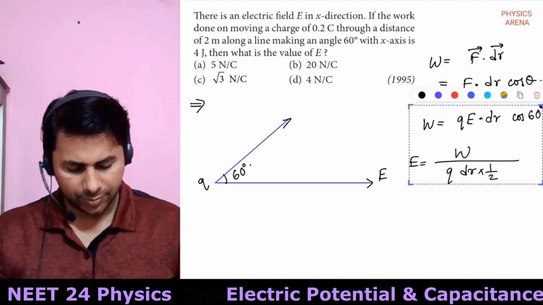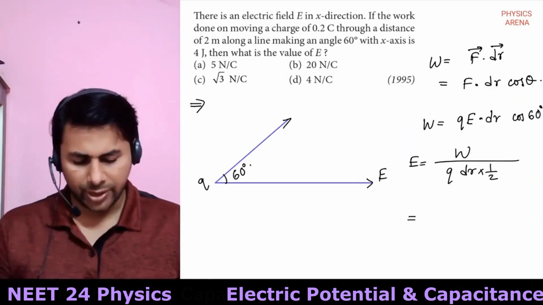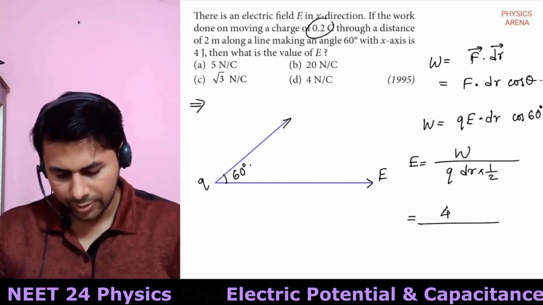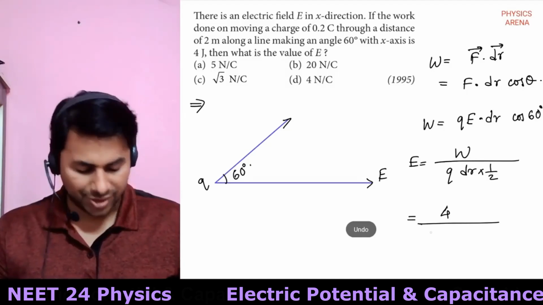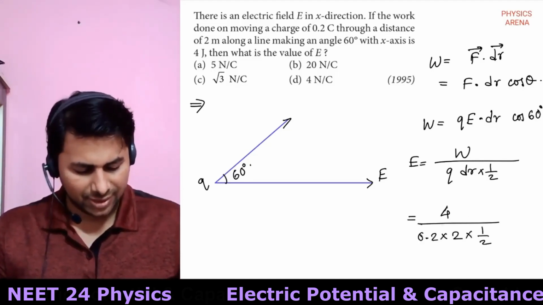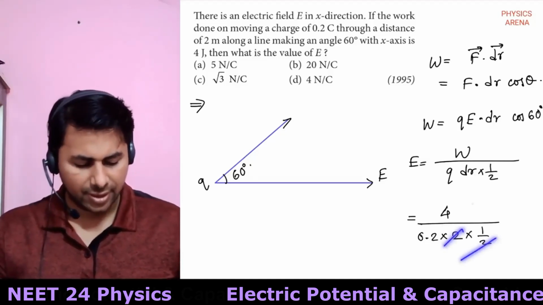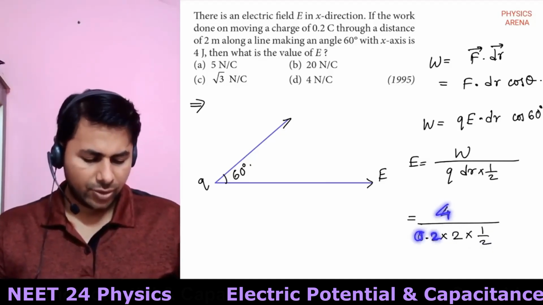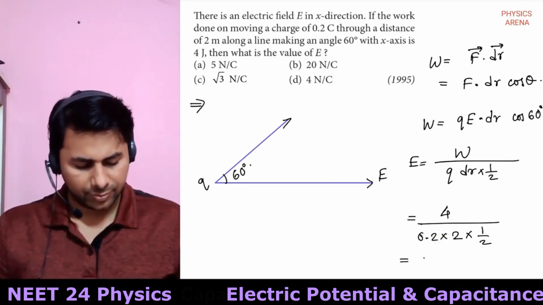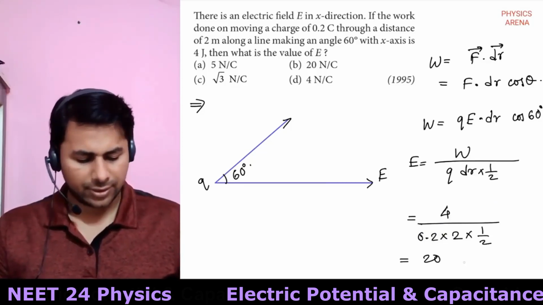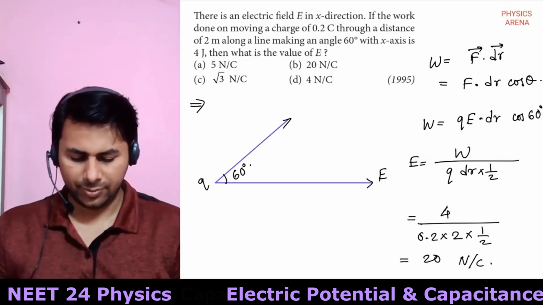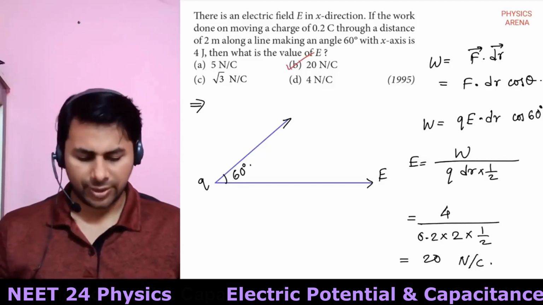So everything is given. Work done is what? 4 joule. Q is what? 0.2. dr is what? 2, and this is half. So this 2 gets cancelled. 4 divided by 0.2. 4 upon 2 would be 2. 4 upon 0.2 would be 20. Okay. So answer is 20 Newton per coulomb. Okay, so this is also very simple.